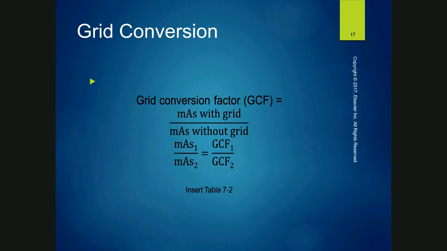With your MAS2, it should be directly across from them. They're directly proportional. If you increase your grid correction factor, your MAS should increase. If you decrease your grid correction factor, your MAS should decrease also. So keep those in mind.